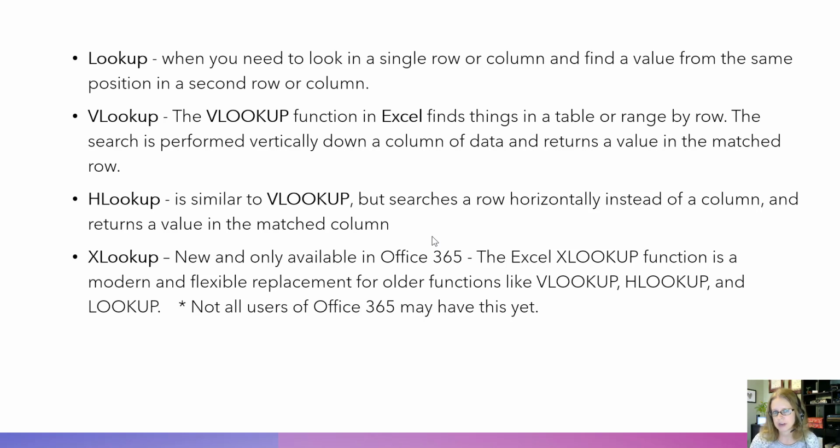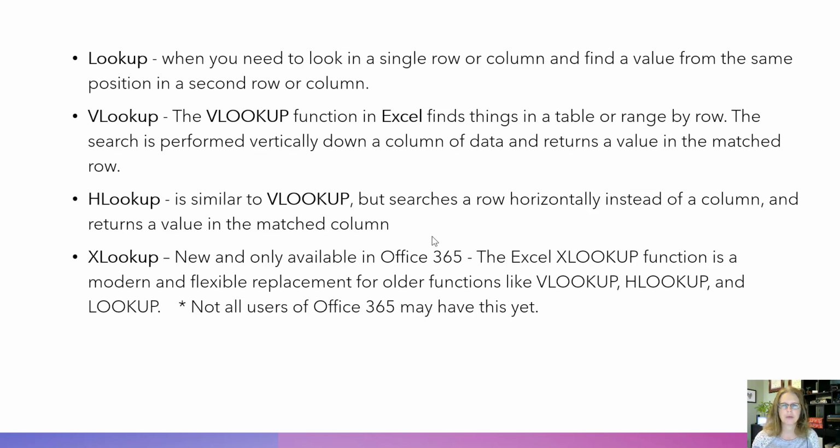The Hlookup function is similar in that it searches through a row horizontally to find a match, and then will return something within that column. Xlookup is the newest feature, and it's available only to Office 365 users, and it basically combines the best of all three of those lookup functions.